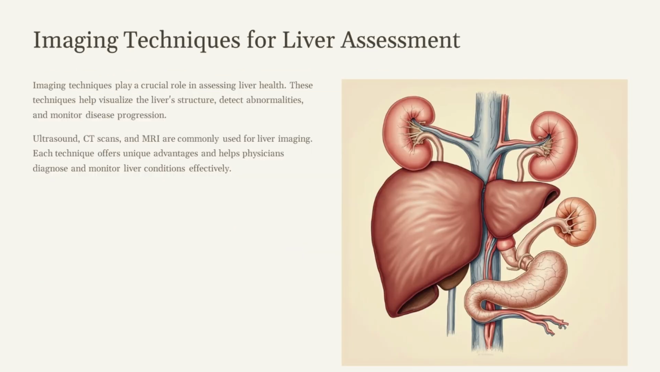Imaging techniques are essential for assessing the health and condition of the liver. Ultrasound, CT scans, and MRI are the most commonly used imaging modalities for the liver. Each technique offers unique advantages and helps doctors diagnose and monitor liver diseases effectively.